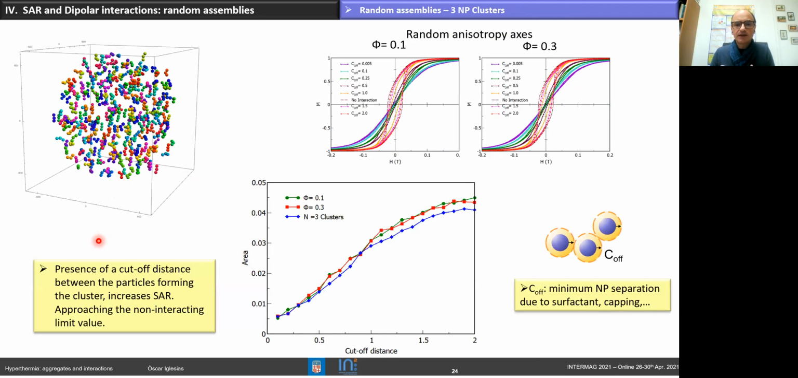So in the case of aggregation, that we have clusters of 3 particles, we can increase the area of the hysteresis loop if we coat the particles with some surfactant, even having clusters, but now of particles separated by some cutoff distance. When we increase the thickness of the surfactant, or the cutoff in the simulation, we see that the area and therefore the SAR increases. So we can minimize the detrimental effect of clustering or aggregation if we fine-tune the interparticle distance in the clusters by capping them with some surfactant.